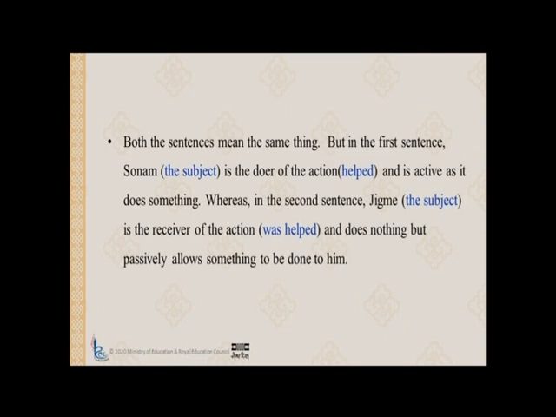One thing that we all should remember is when we change from active to passive voice or vice versa, the meaning of the sentence should not change. Both the sentences mean the same thing, but in the first sentence, Sonam, the subject, is the performer of the action and is active as it does something. Whereas in the second sentence, Jigme, the subject, is the receiver of the action and does nothing but passively allows something to be done to him.